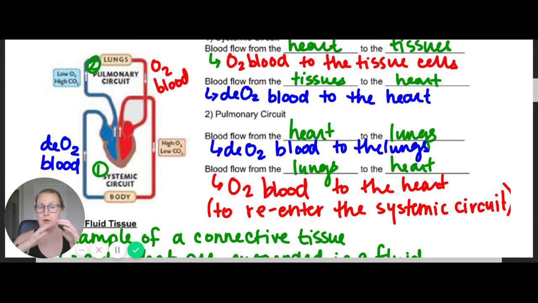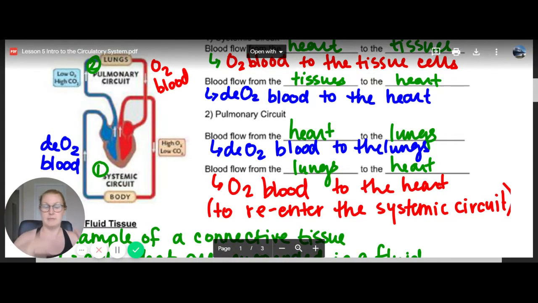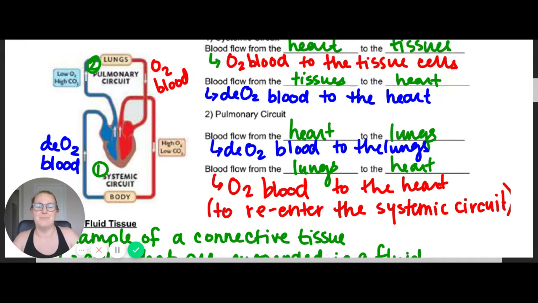Now, when we talk about the heart, which we're going to do as a whole lesson on its own, we're going to see that in the heart, we're also going to mention this deoxygenated versus oxygenated blood, but it's a circuit. So it's going to go round and round on these two sides. The oxygenated blood that returns to the heart is then sent out into the systemic circuit and so forth.